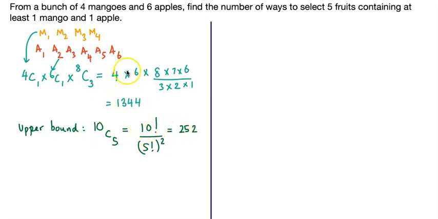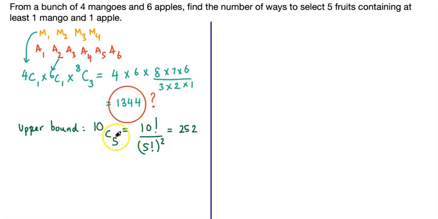So we're saying, if you have 10 fruits and you can select 5 with no restrictions, there are 252 ways to select. But when you add a restriction, you have more ways to select it. Well, I think something is wrong here, right? Something seems wrong about this number now.